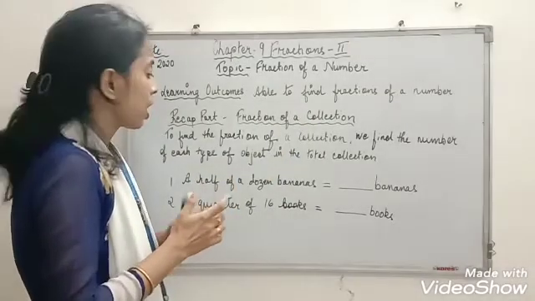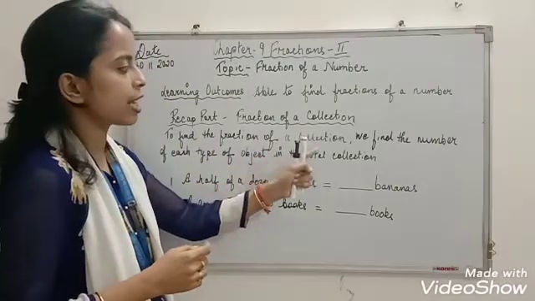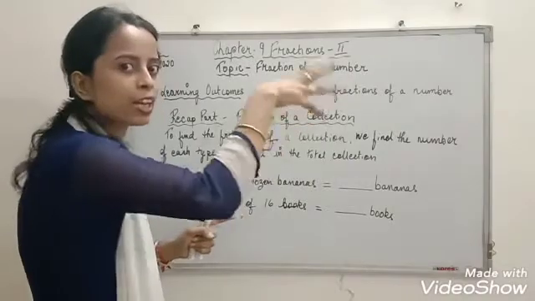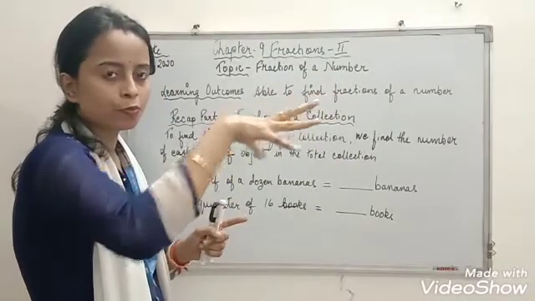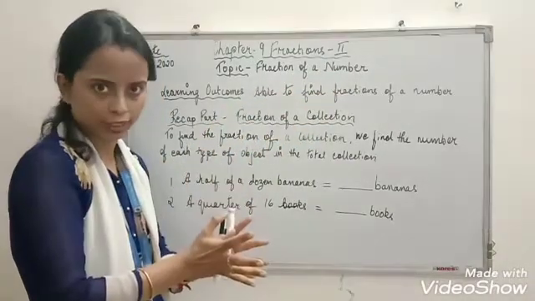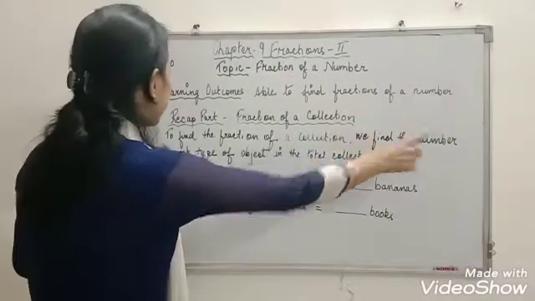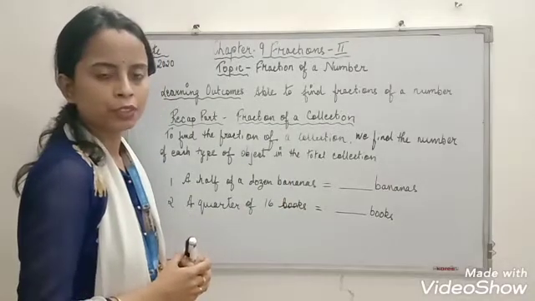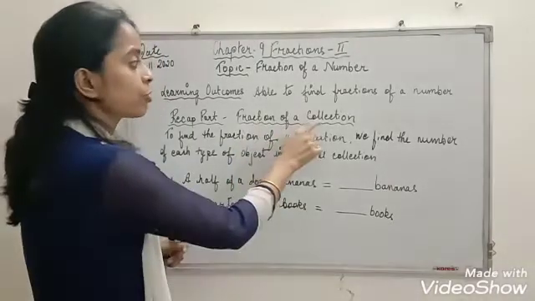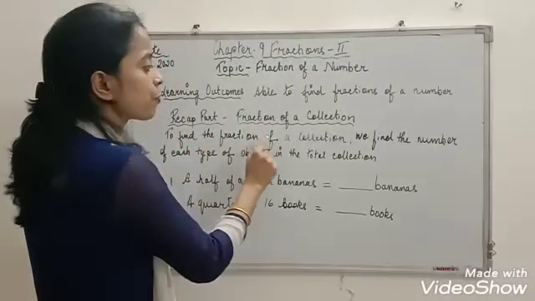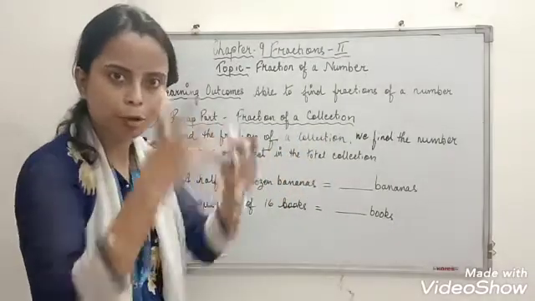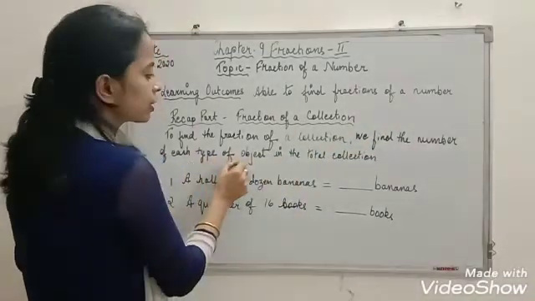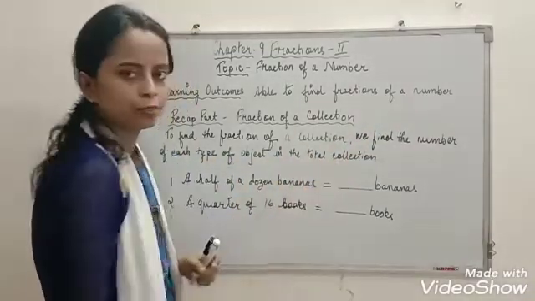Alright children? As you have already learned how to find the fraction of a collection. Collection is a group of objects. We find the number of each type of object in the total collection. Yes or no? To find the fraction of a collection, collection means group of objects. We find the number of each type of object in the total collection.